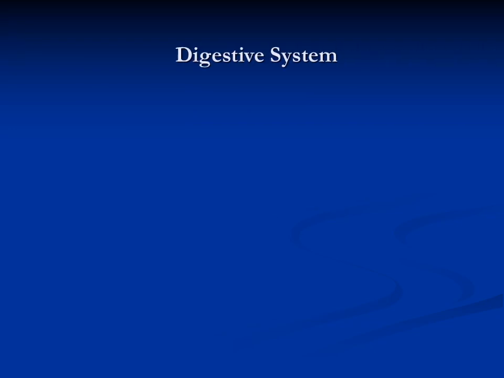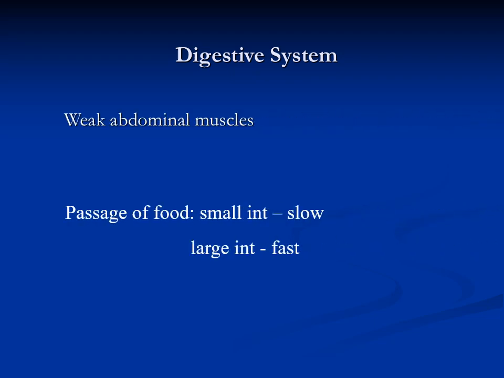In neonates, the liver and spleen are normally palpable because of the very thin and weak abdominal muscles. The passage of food is slow in the small intestine and fast in the large intestine.